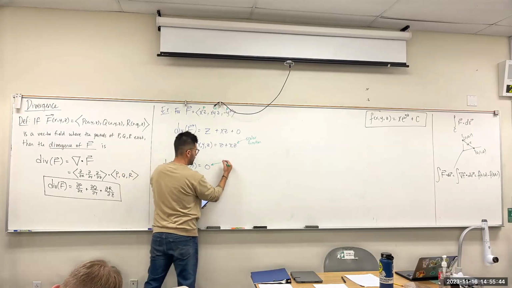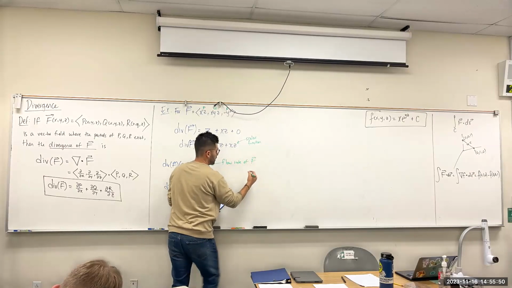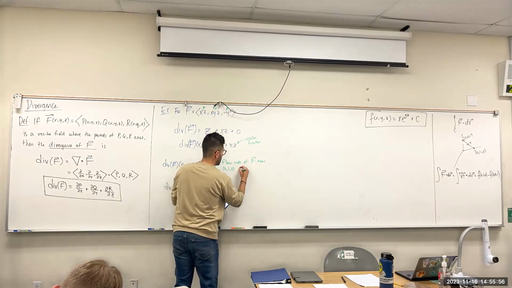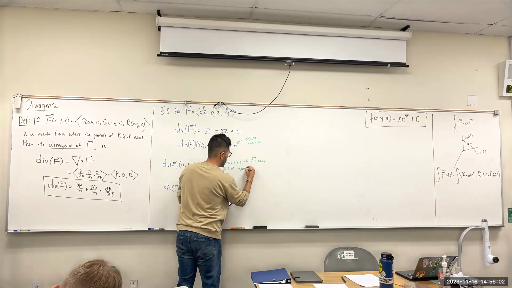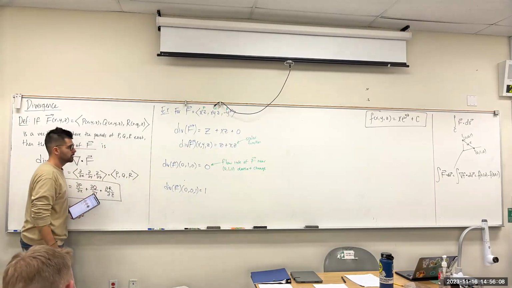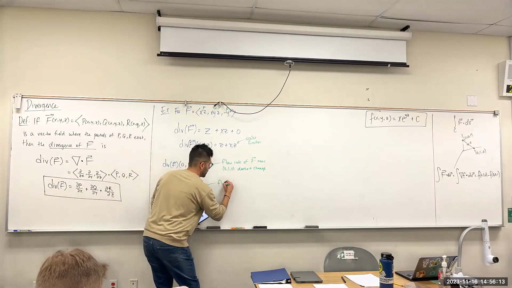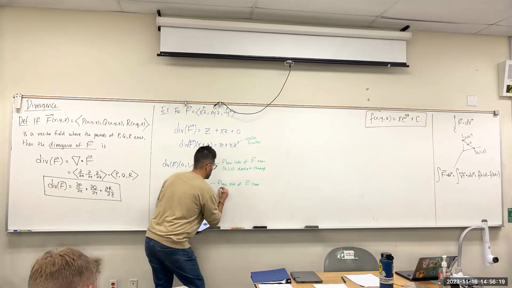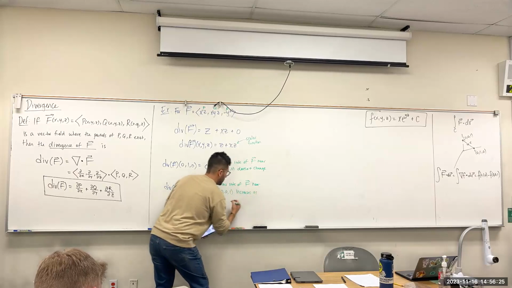And so what this is telling you is that the flow rate of F near that point, near the point 0, 1, 0, doesn't change, or it's constant. Well, this guy here is telling you that the flow rate of F near that point increases, as it's increasing.